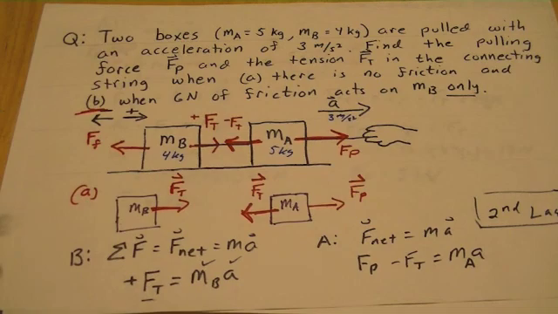Okay, that's our first example problem here on Newton's second law applied to two boxes being pulled. I hope I didn't go too quickly. I hope I didn't go too slowly. And good luck finishing the other parts of this problem in your homework set.